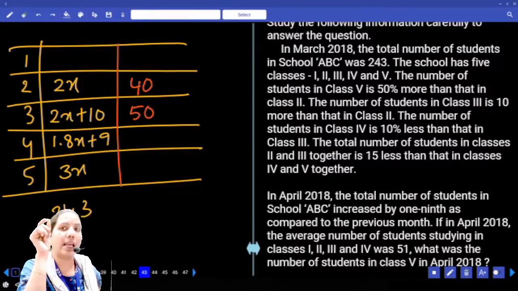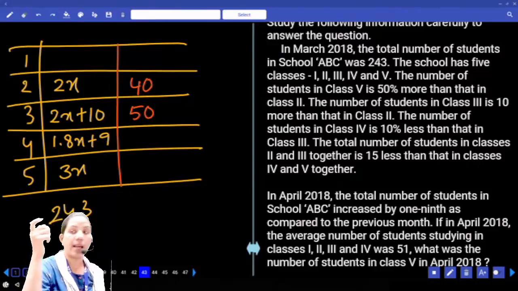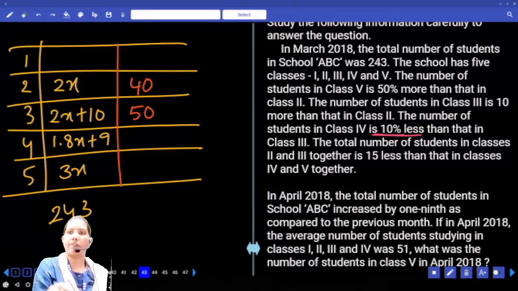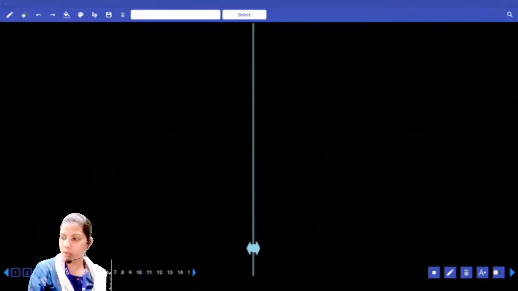Compared to class 3, class 4 is how much percentage less, అని క్వశ్చన్లో ఉంది. ఎంత పర్సెంటేజ్ తక్కువ నాన్న ఇక్కడ రాశారు కదా. How much percentage less? 10%. Class 3 is 50. Then what is class 4?